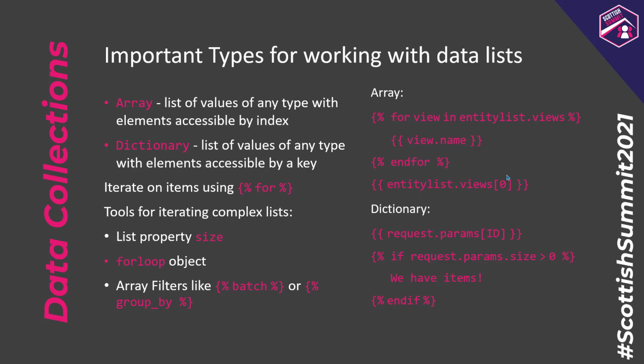And here are some very simple examples. We have an entity list with a property called views, and we can iterate over just this array and spit out the view name, right out of the Microsoft documentation. And then I can also access the view item at position 0. Whereas with a dictionary, I can access a param in the dictionary of parameters by ID. And I can also say, if I don't have any items in my dictionary of params, don't do anything. Saves us some time instead of spitting out items in an empty list. So we can evaluate our lists before we start iterating on them, and it gives us some really powerful tools for working with lists of items in Liquid templates.